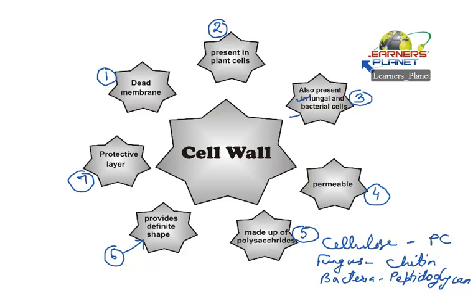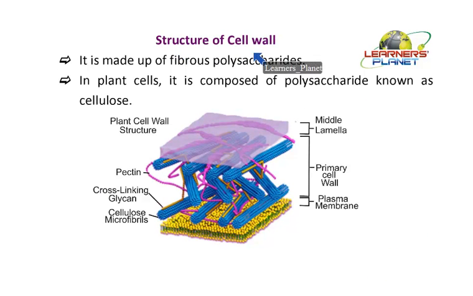So these are the basic common properties of the cell wall. Although the cell walls have different compositions, the function is more or less similar. Now, let us study the structure of the cell wall. We said in the previous slide that the cell wall is made up of polysaccharides. In the case of plant cell, it is made up of a fibrous polysaccharide. Which fibrous polysaccharide? It is cellulose. There are so many molecules of cellulose which are united together to form fiber-like structures. And those fibers of cellulose are known as microfibrils.